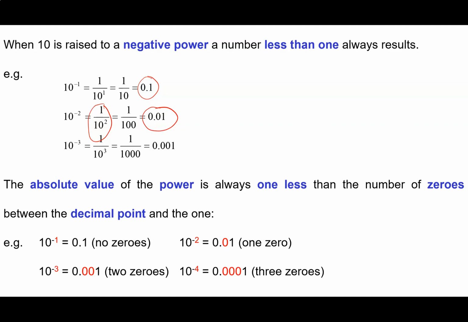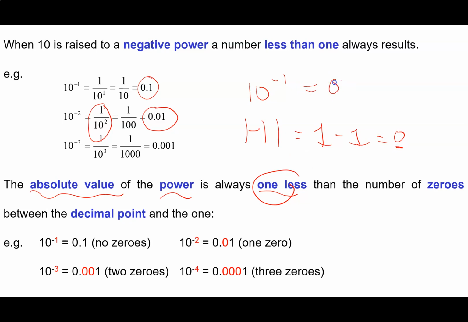So what you want to recognize is that when you have a negative exponent here, the absolute value of the power of 10 is always 1 more than the number of zeros between the decimal point and the 1, which is kind of confusing, right? So if I've got 10 to the minus 1, then the absolute value of minus 1 is 1, and then it says that is always 1 more than the number of zeros between the decimal point and the 1. So take away 1, I'm going to have 0 zeros between the decimal point and 1. So 10 to the minus 1 is just 0.1. There are no zeros. All right.